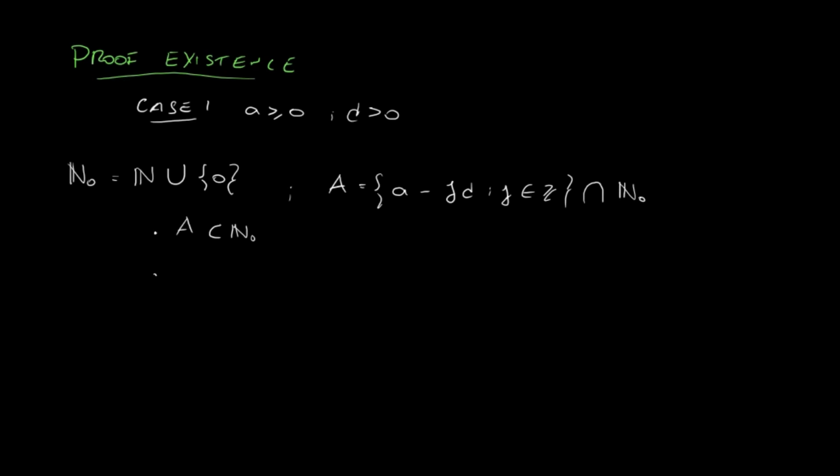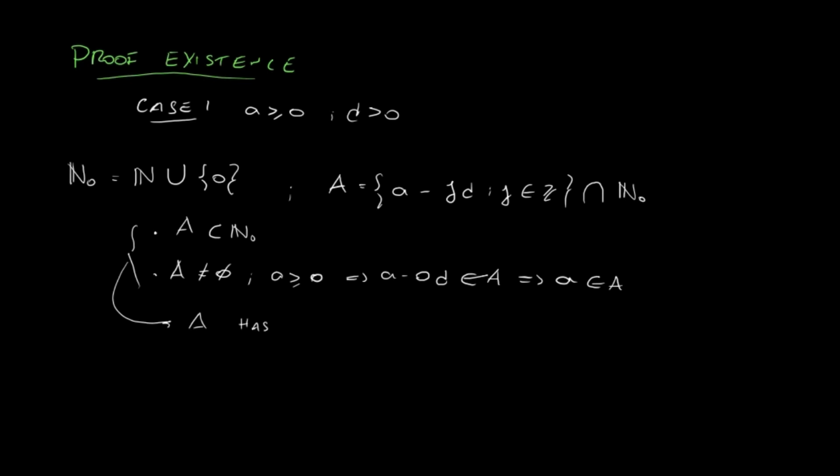And it's also true that A is different than the empty set because a is greater than or equal to 0, and so a minus 0 times d, 0 is an integer, so this element is in A, and then a minus 0d is a, so a is an element of A. So with these two properties, what we have is that A has a minimum element. Let's call this element r.